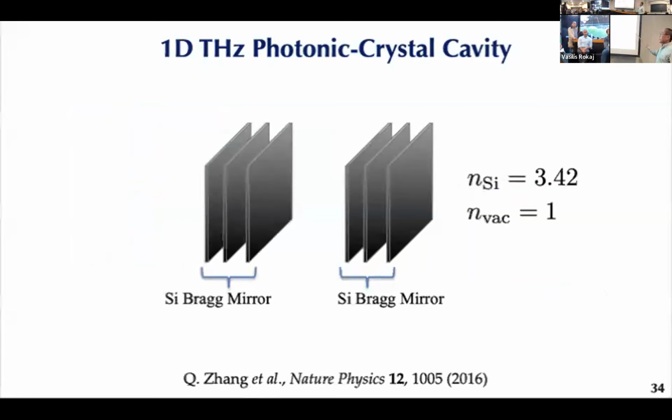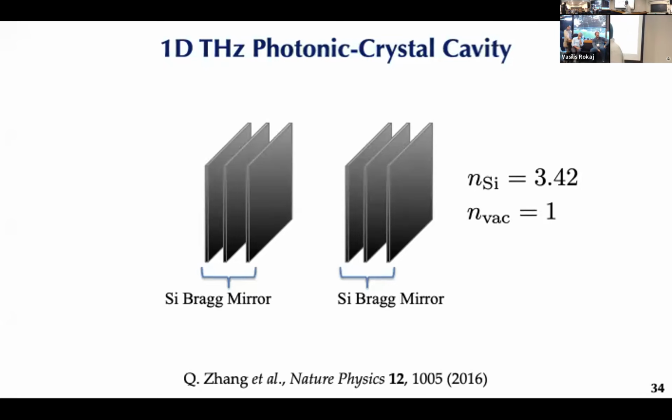Here the index contrast between silicon and vacuum is so large, 3.42 versus 1, that we don't need to repeat many layers to make a broad mirror on each side. After two layers, the reflectivity is already 97%. After three layers, the reflectivity is 99%. So we just use two or three layers.